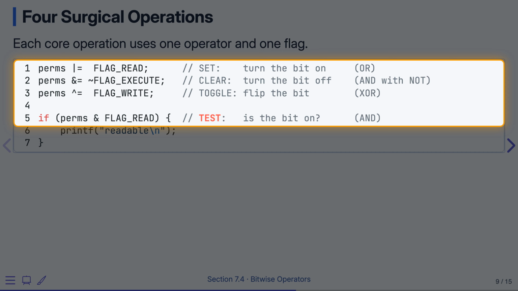With flags defined, the 4 core operations each use one operator. To set a bit, turn it on, use OR equals with the flag. To clear a bit, turn it off, use AND equals with the NOT of the flag, which makes a mask that is all ones except that one bit. To toggle a bit, flip it, use XOR equals. And to test a bit, use plain AND inside an if.